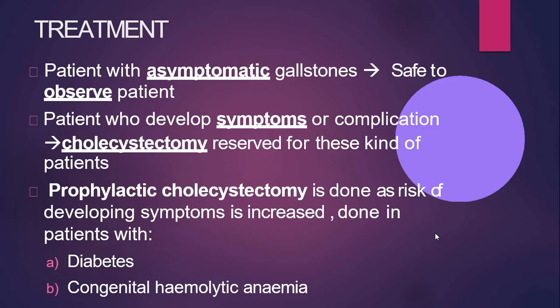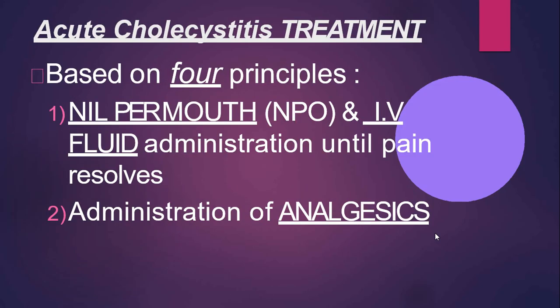Why in diabetes? Because diabetic patients have less pain perception. So the patient may develop acute cholecystitis, but will not have pain. So in a diabetic patient, even in the asymptomatic stage, go for the cholecystectomy. In congenital hemolytic anemia, there are always chances of formation of multiple pigment stones, so it is better to do the cholecystectomy. Acute cholecystitis treatment is conservative treatment.